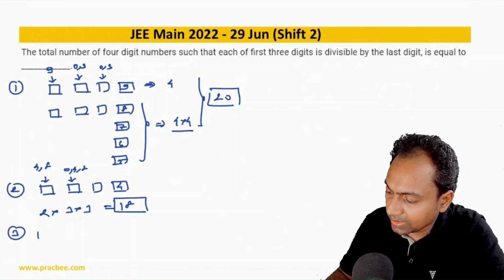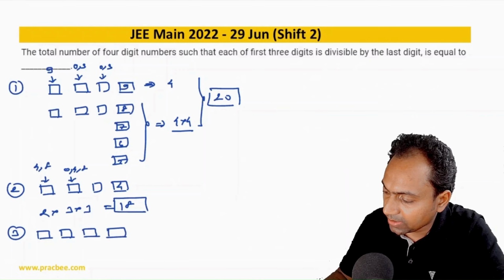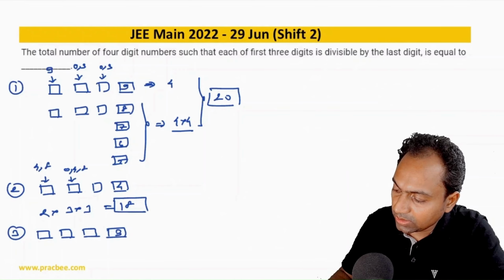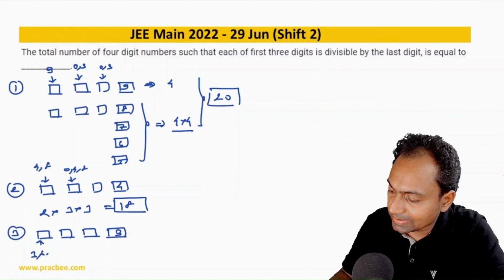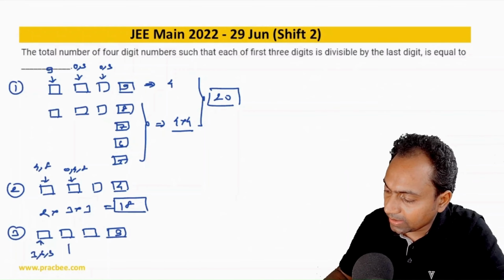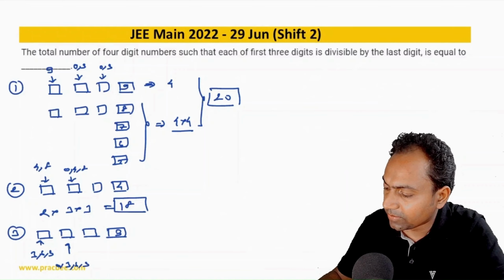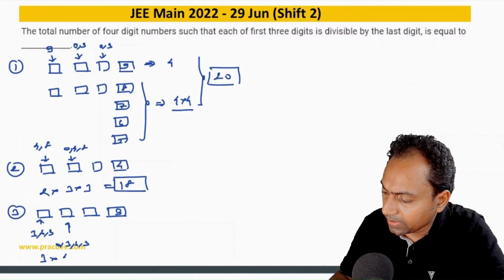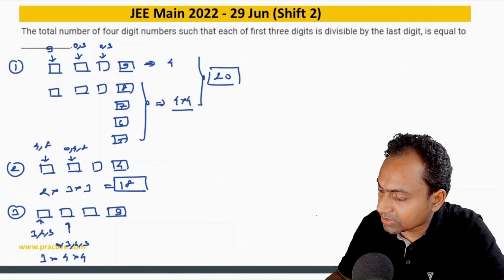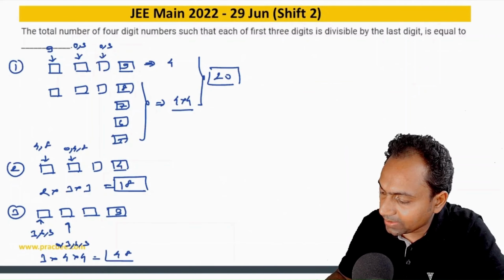There could be a third case when in this units place, I can put 3. So if I put 3 here, this first place can be filled using 3, 6 and 9. And the second place 0, 3, 6, 9. So the answer becomes nothing but 3 into 4 into 4, and that is nothing but 16 into 3, which is 48.